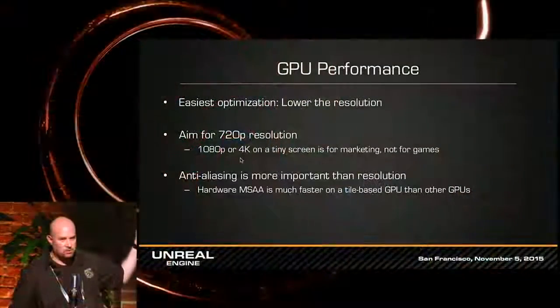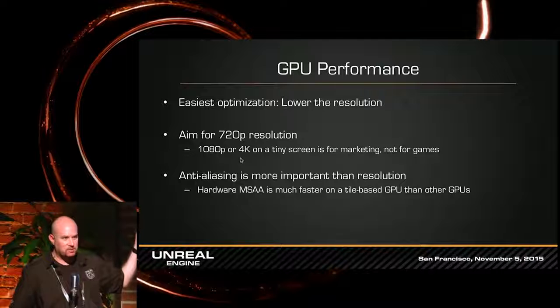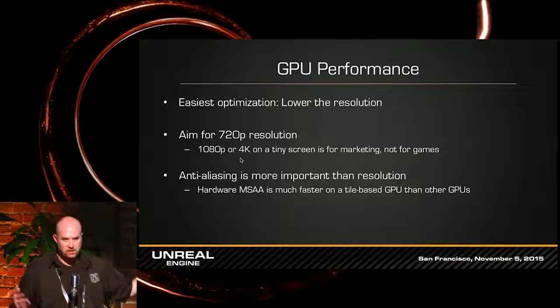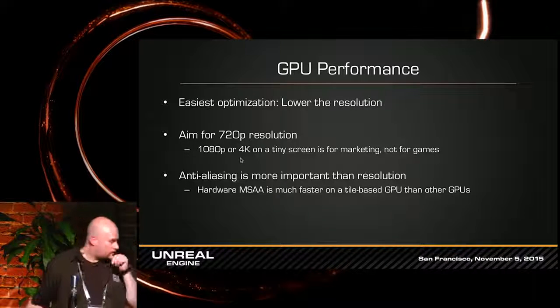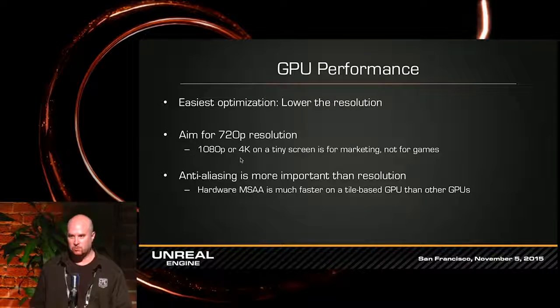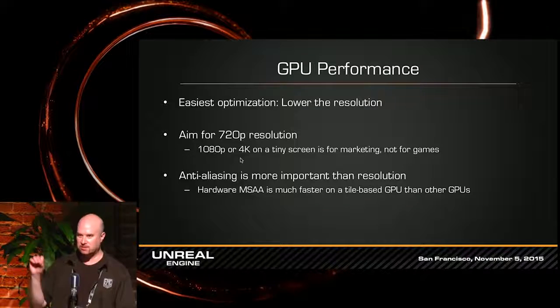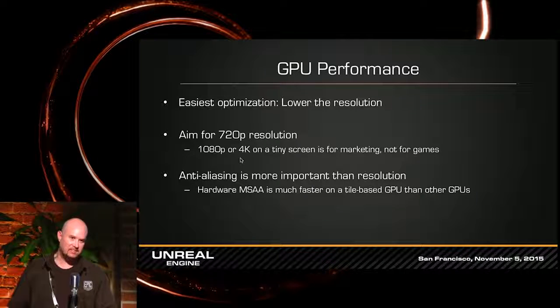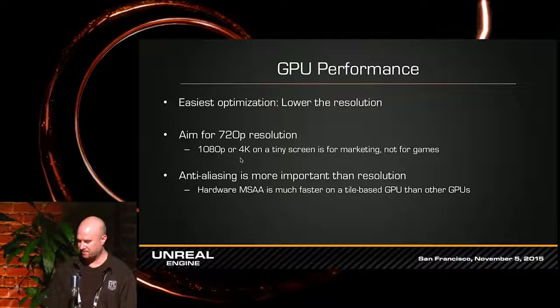Also, the first point there about GPU optimization, the easiest thing you could do is just lower resolution and see if things run faster. Some Xbox One games have a little bit lower resolution than PS4 games. It's easy optimization, right?